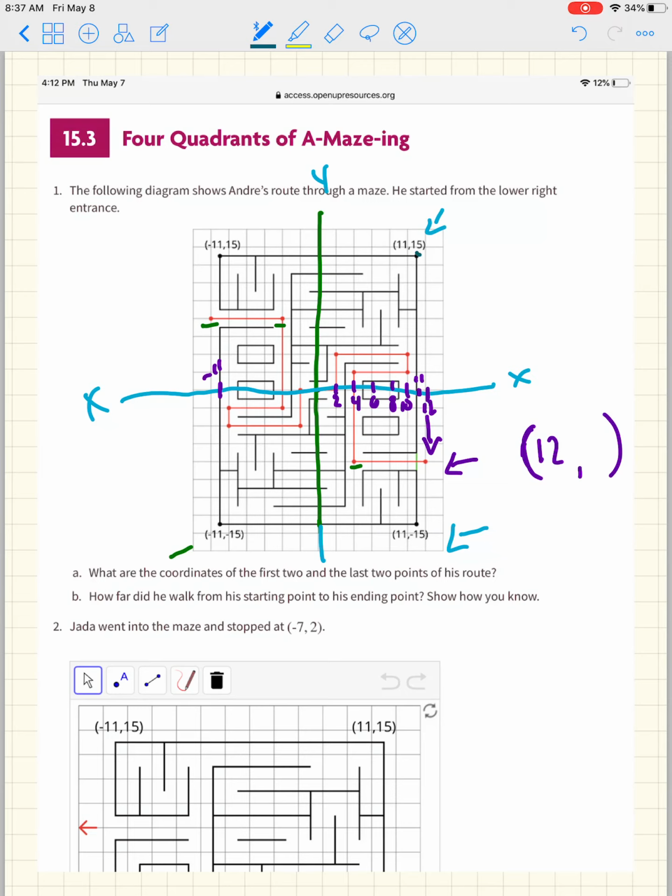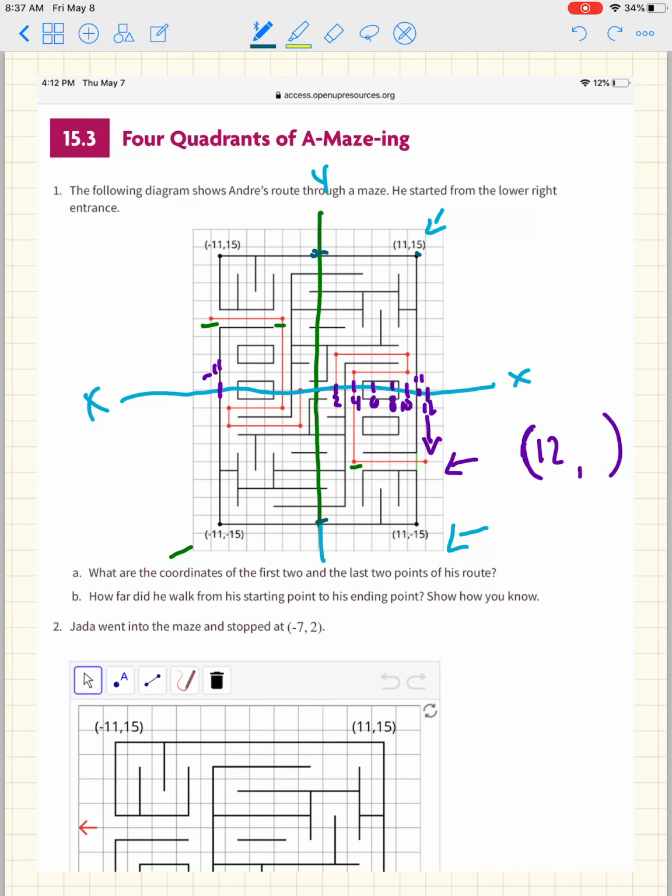We know that we have 15 up here and negative 15 down here. So let's count the squares to get there. 1, 2, 3, 4, 5, 6, 7 and a half. So we have 7 and a half points between there. So again, we can try it out.